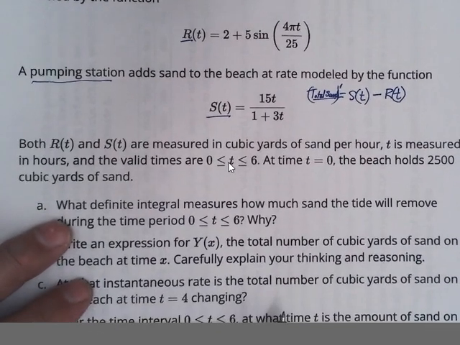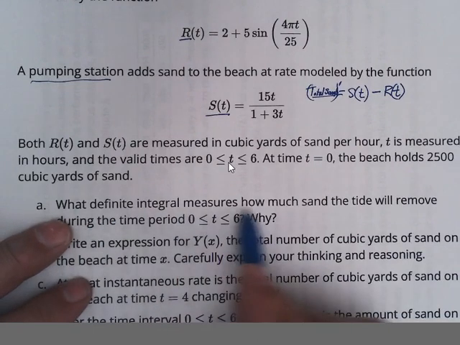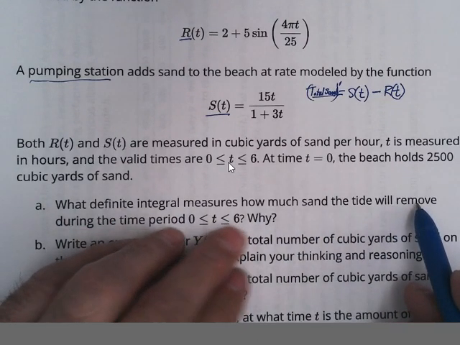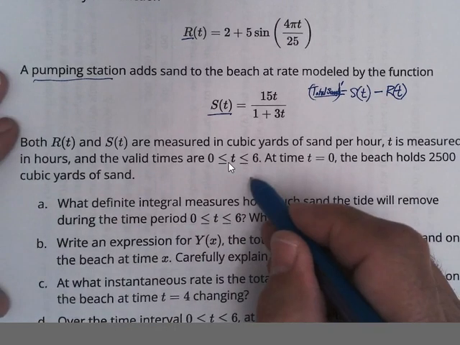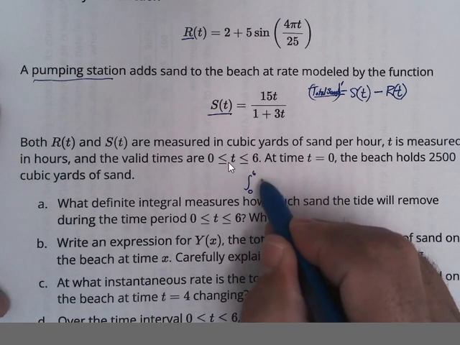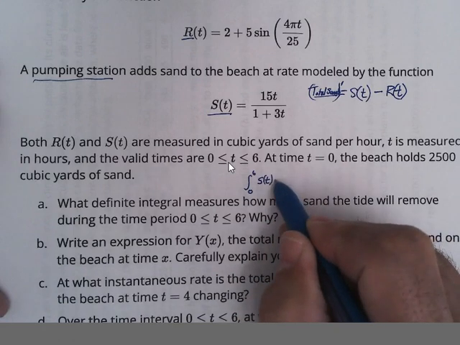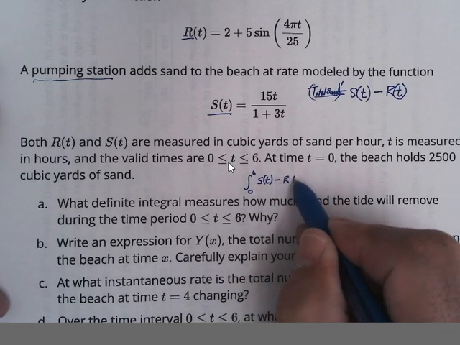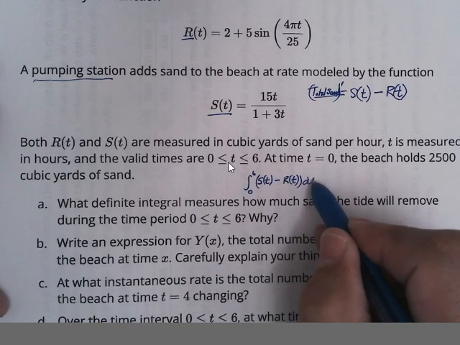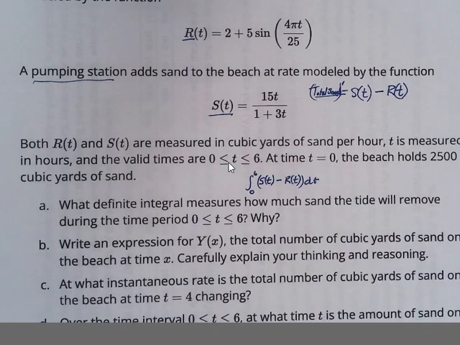So, write a definite integral that measures how much sand the tide will remove between 0 and 6. So it's the integral from 0 to 6 of the sand being added minus the sand being removed, evaluated over that time, 0 to 6.